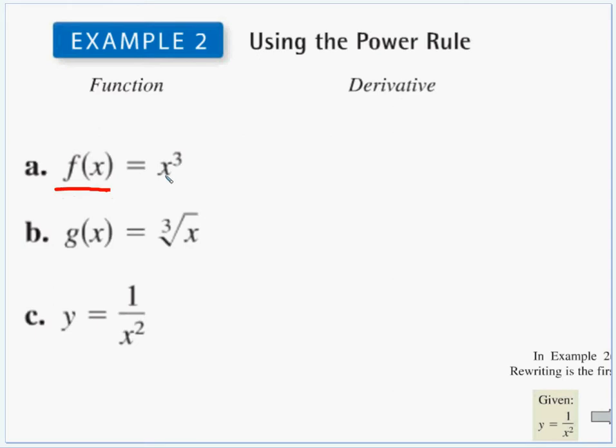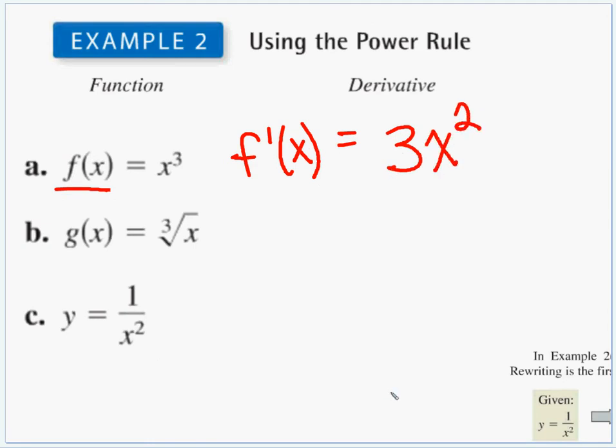f of x is x to the third. f prime of x is going to be, bring the 3 down, keep the base x, drop the exponent by 1, 3x squared. It's just that easy.